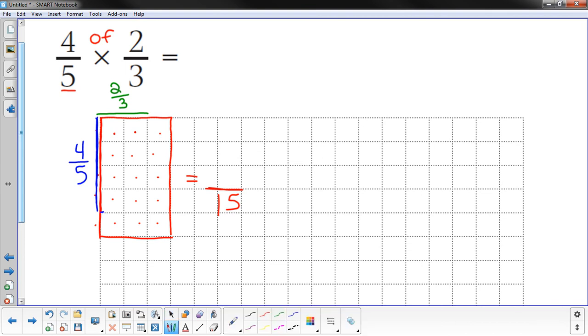Now I just extend this out to here and bring this one down, and that smaller rectangle inside the larger one, that's my numerator answer. 1, 2, 3, 4, 5, 6, 7, 8. 8 over 15. So my answer is 8/15.